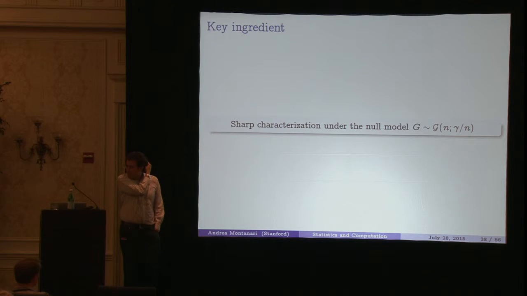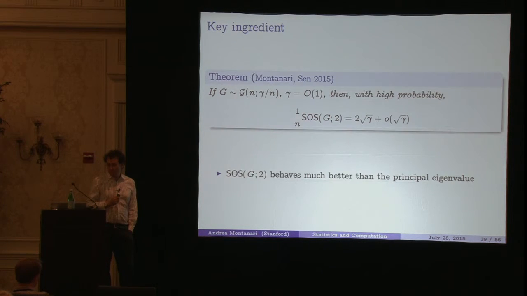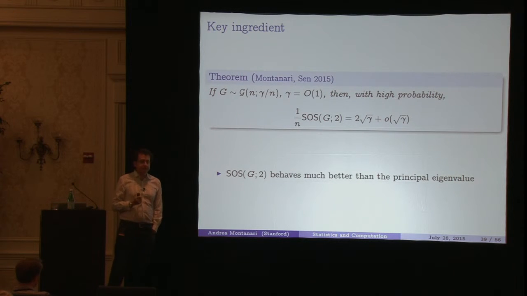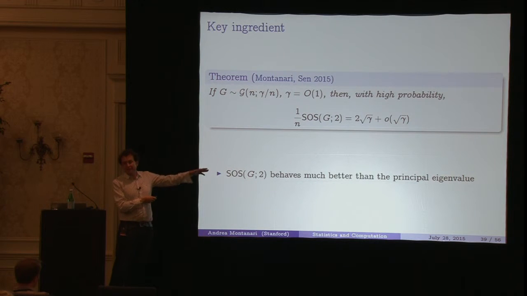Now, the best part of this result, in my opinion, is a lemma. There's a lemma that gives a sharp characterization of this SOS under the null model, that is the pure Erdős-Rényi random graph. I like it because it has an equal instead of a bigger or equal. And the equality is the following: if you run SOS on a purely Erdős-Rényi graph, you obtain 2 square root of gamma, where gamma is the average degree, plus a small o of square root of gamma. I don't expect many of you to react to this theorem, but if you know random matrix theory, this should strike you.